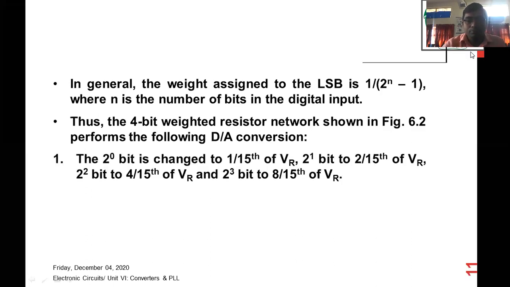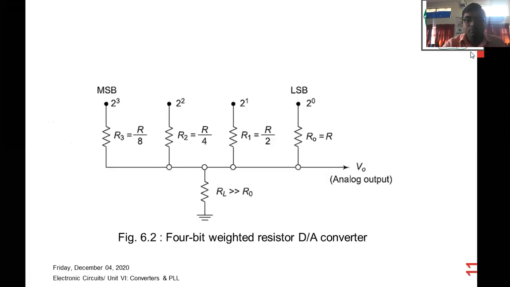So that is the 4-bit weighted resistor digital to analog converter. You can see here, the LSB is 2 raised to power 0. Similarly, we move to the higher bit, the MSB side. So 2 raised to power 1, then 2 raised to power 2, then 2 raised to power 3. This is the maximum because we are taking only 4 bits. So the LSB would be 1 upon 2 raised to power n minus 1, meaning 2 raised to power 4 minus 1, 1 upon 15. Then 2 upon 15, then 4 upon 15, then 8 upon 15.